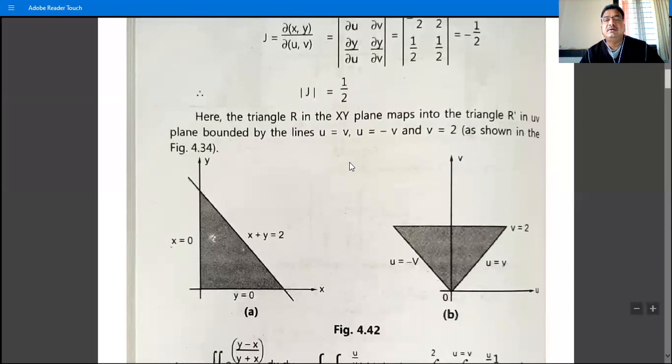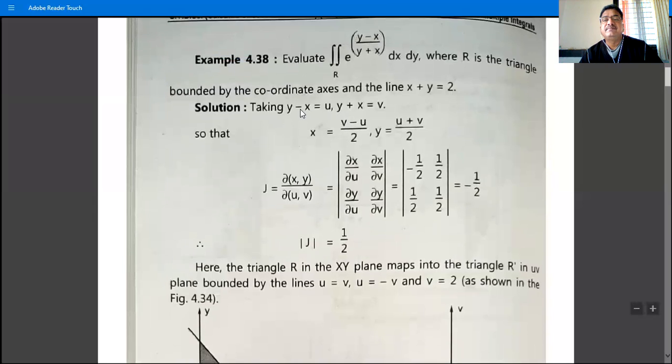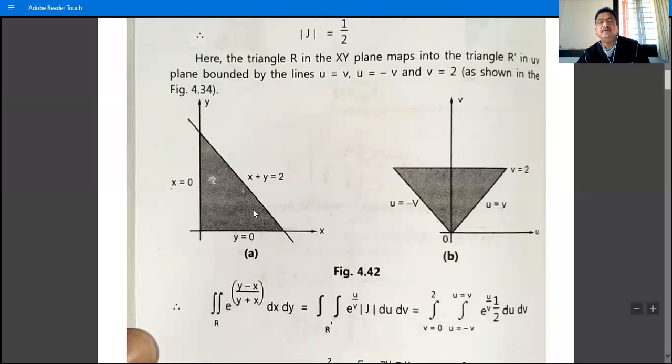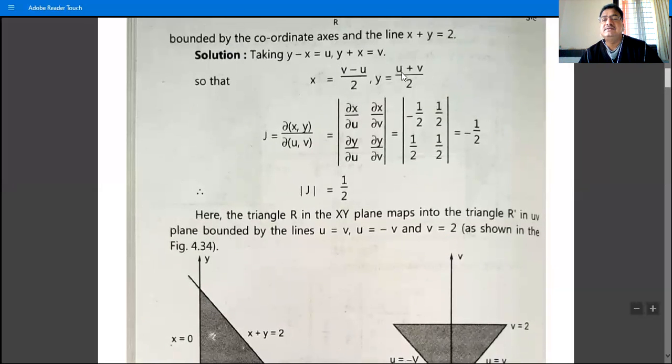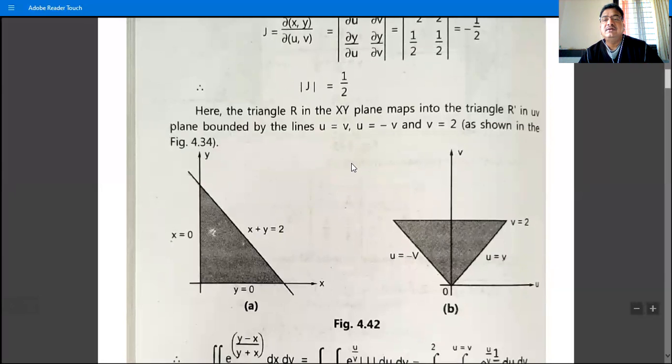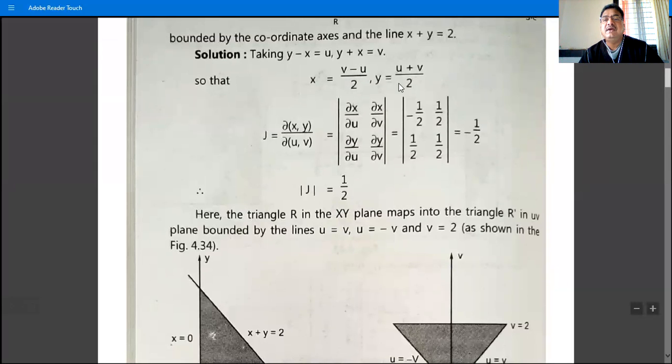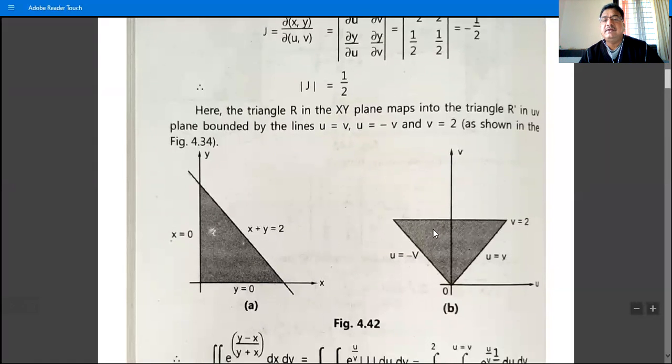So if we substitute this as u and this as v, then this figure transforms to this. So in the uv axis, this is the u axis, this is the v axis, and the line x plus y is equal to 2, if we substitute x as this value and y as this value, then we get v is equal to 2. That is, x plus y is converted to v is equal to 2. So this is the line v is equal to 2. That is, it's parallel to the u axis and at a distance 2 from the origin.